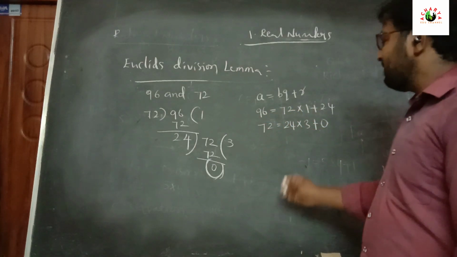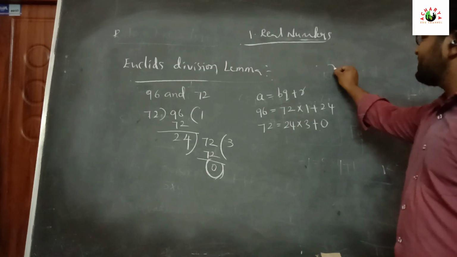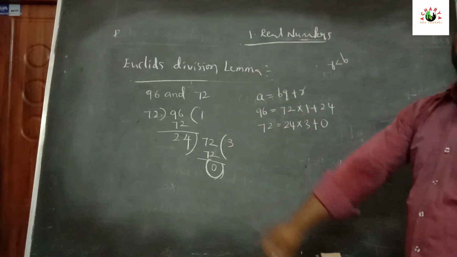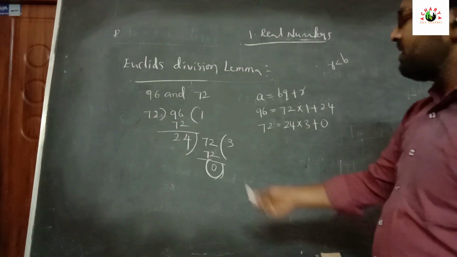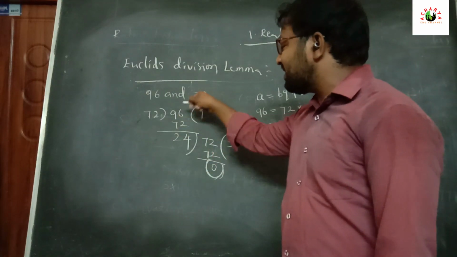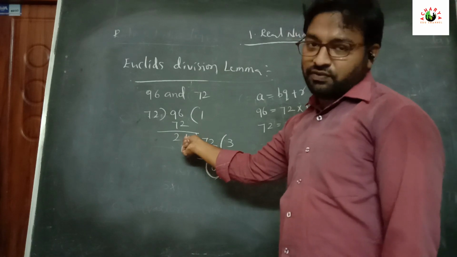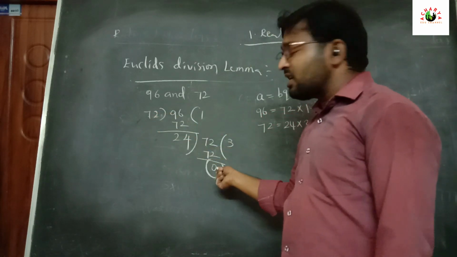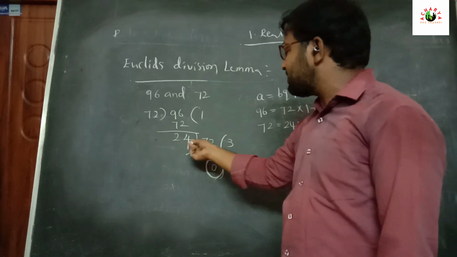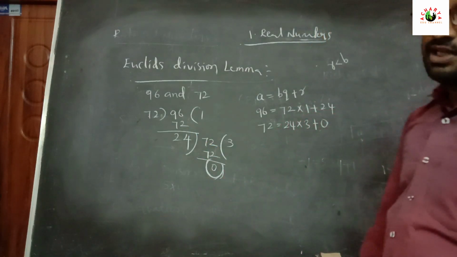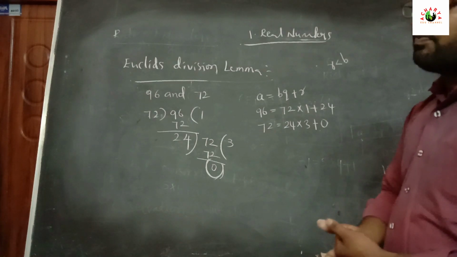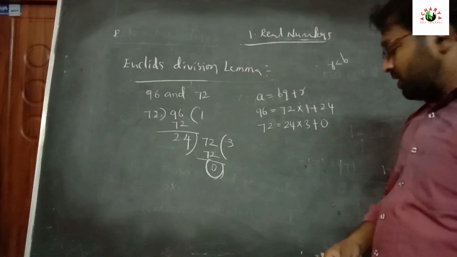Now let us check this condition also. Just now I said the remainder is always less than B, and B means the divisor. Once you check it, in the first case, what is the remainder? 24. This 24 is less than 72. In the next case, what is the remainder? 0. This 0 is less than 24. So by using Euclid's division lemma, we have to find the HCF of 2 numbers.